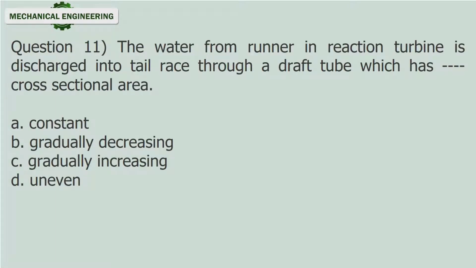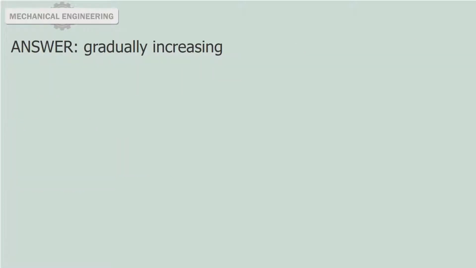Question 11. The water from runner in reaction turbine is discharged into tail race through a draft tube which has fill in the blank cross-sectional area. A. Constant. B. Gradually decreasing. C. Gradually increasing. D. Uneven. Answer: gradually increasing.